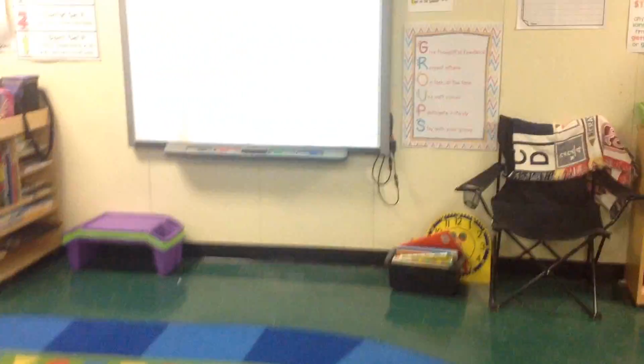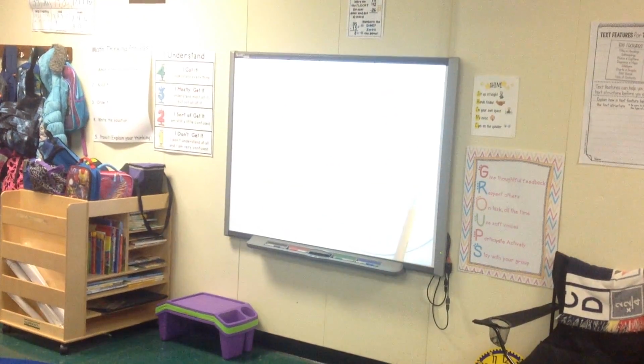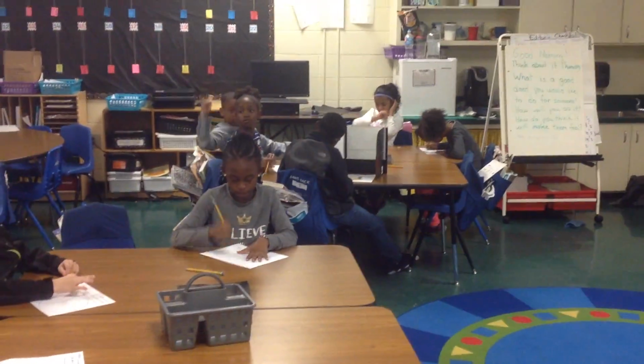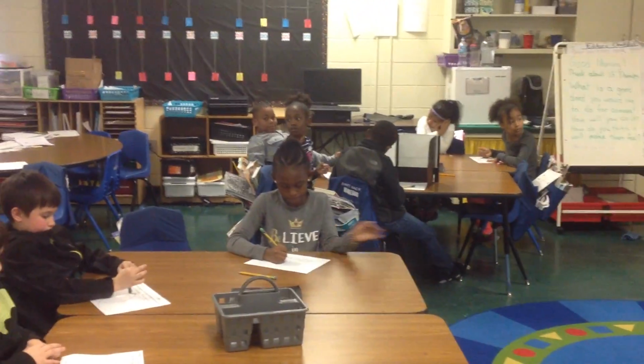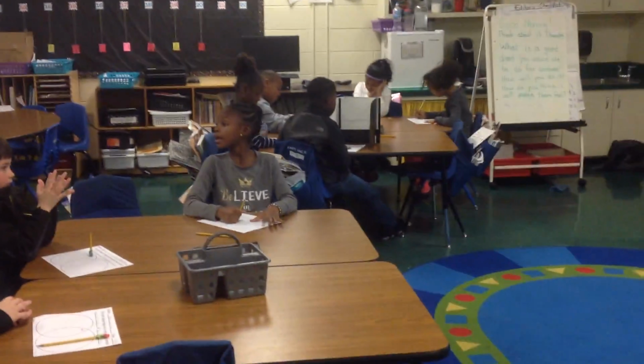Alright, so we have 2 circles, and this is our Venn diagram. So we have 2 circles and they overlap. On this side, we're going to write things about the 3 little pigs. And on this side, we're writing things about the 3 ninja pigs. And in the middle, what do you think goes in the middle, where it says both? Allison? We gotta write something that's about the same. The same, right? So we're going to write things that are the same about the 2 stories in the middle.